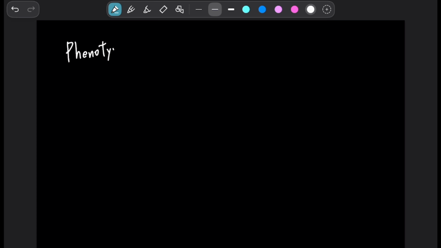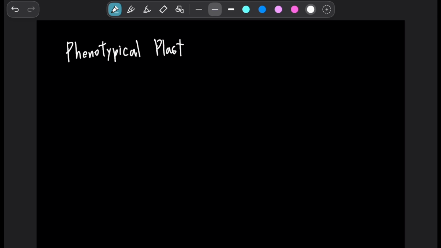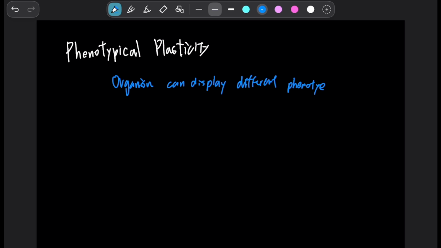Phenotypic plasticity, whatever. Plus, how to spell it? Plasticity. This is what we say when an organism can display a different phenotype depending on the environment. So they're adapting, kind of. Phenotype is the trait. So you will see a different thing depending on the environment, right?